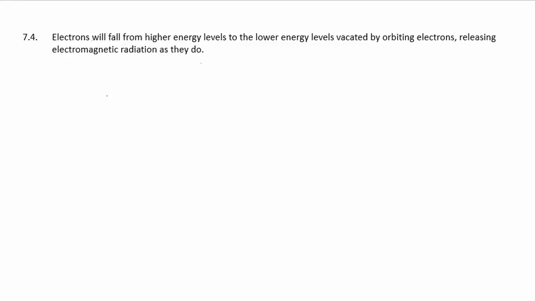In 7.4, we're to explain the origin and location of 2 sources of radiation. Well, electrons will fall from higher energy levels to lower energy levels vacated by the orbiting electrons. They release electromagnetic radiation as they do. The nucleus will also release gamma radiation as it de-excites.